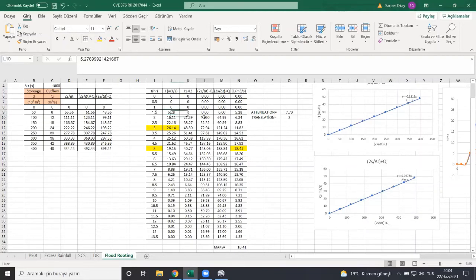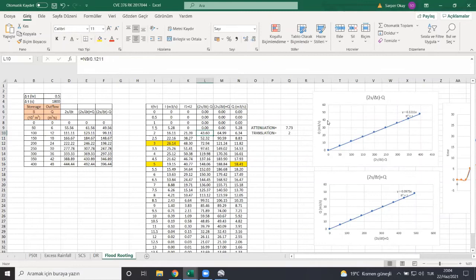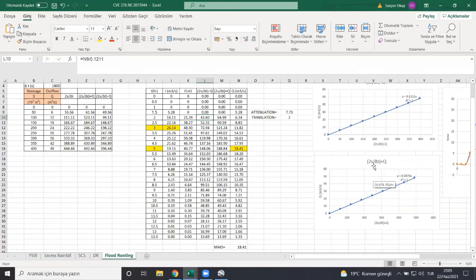Then what you need to do is draw this graph from this table. You're going to draw discharge versus 2S divided by delta T minus Q graph. Don't forget this Q will be on the y-axis and this one will be on the x-axis.